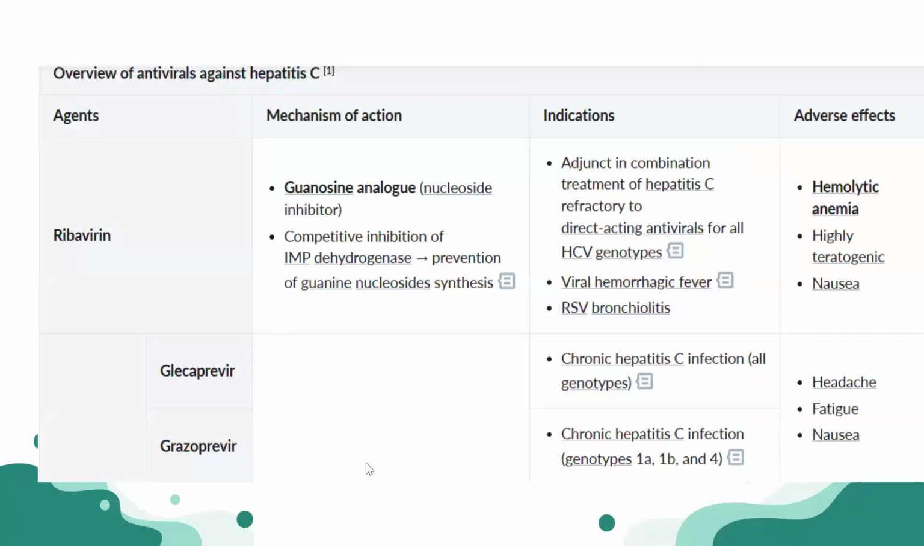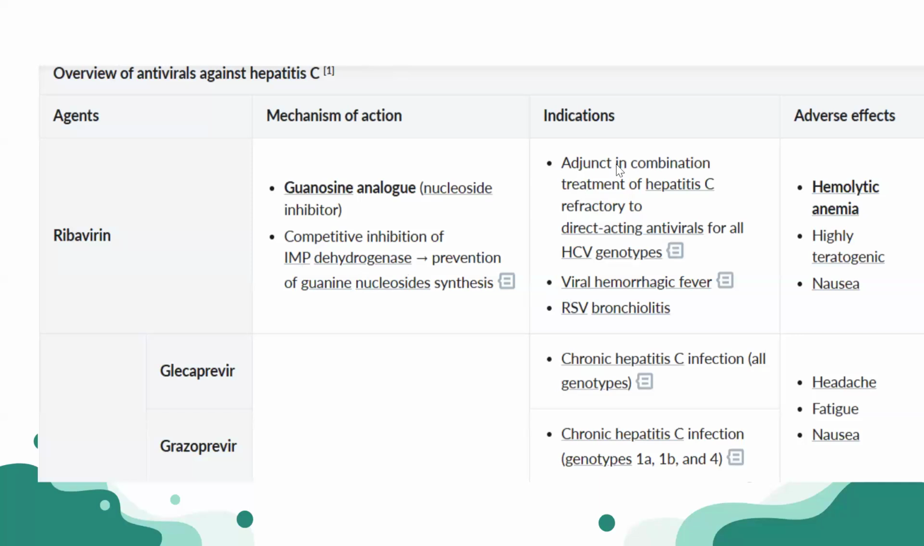So here's the table. We kind of skipped this, but ribavirin is also another important agent used against hepatitis C. It's a guanosine analog, so a nucleoside inhibitor. It's the competitive inhibitor of IMP dehydrogenase. Now, when you don't have IMP dehydrogenase, you don't really have the conversion of IMP to GMP. And when you don't have that, you're not going to be able to create RNA. So you're inhibiting the synthesis of RNA.